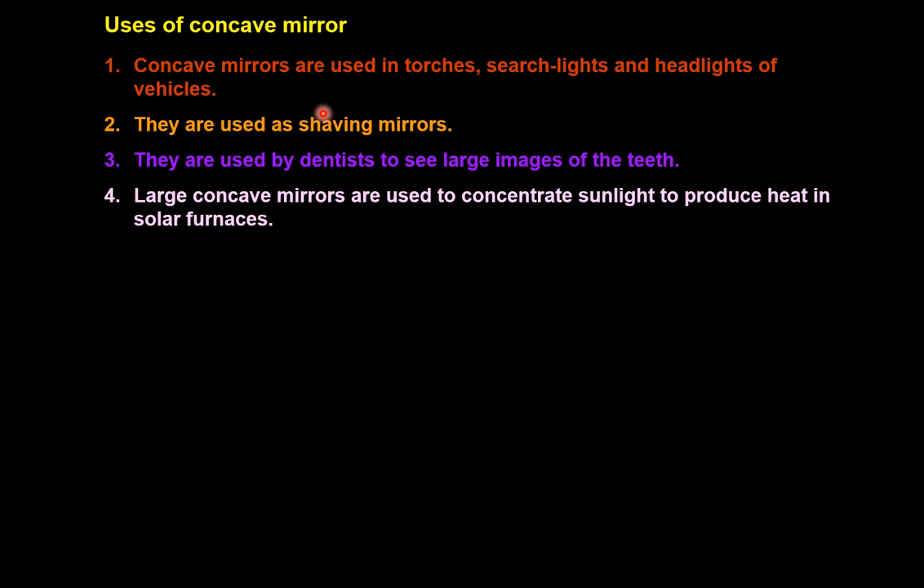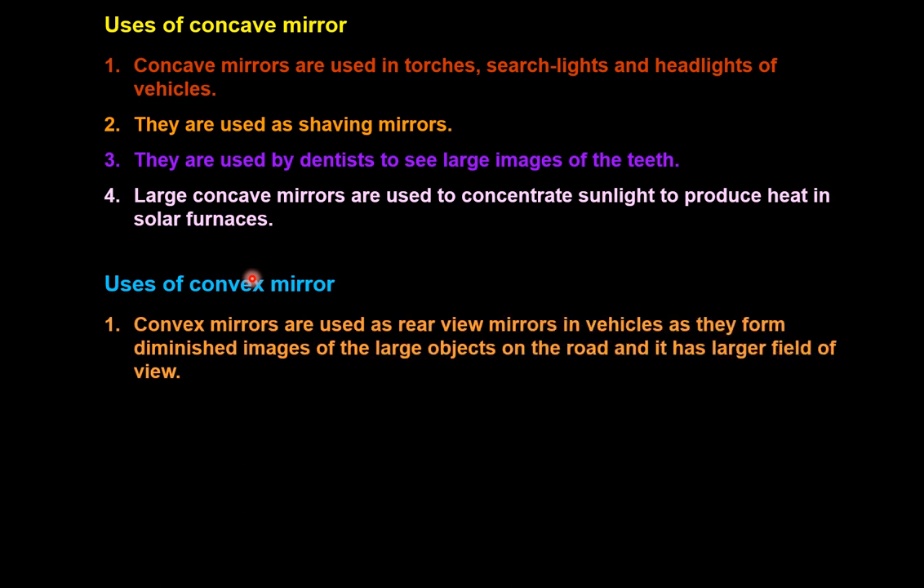Okay, next is uses of convex mirror. So the first use is what? Convex mirrors are used as rear view mirrors in vehicles. This is a very important application. In all the vehicles, this side glass, what we call rear view mirrors, is the mirror which we use to see the objects behind us. So in rear view mirrors in vehicles, what do we use?